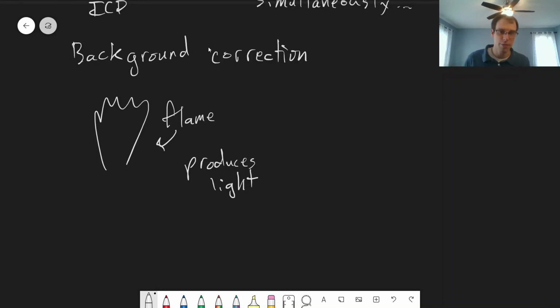And you can look in your textbook for some ideas, but also just think about, what are some possible ways that we can do background correction? So these are two topics that we'll discuss in class as a discussion, but just wanted to get the idea out here in this video.